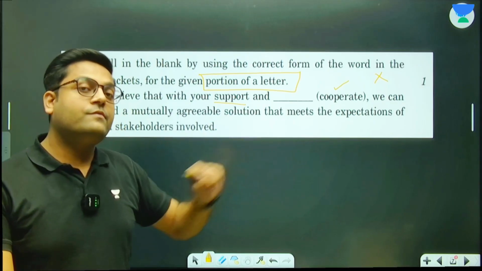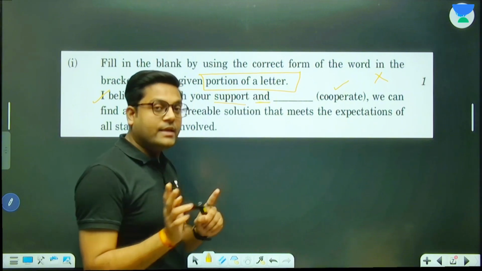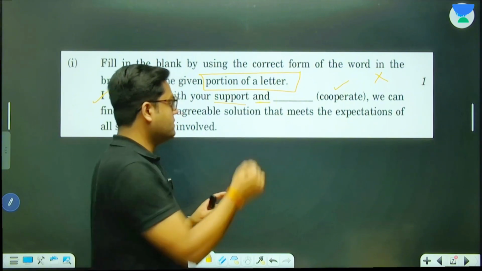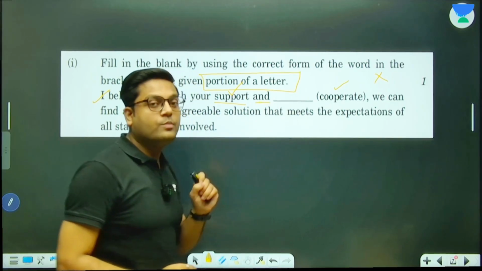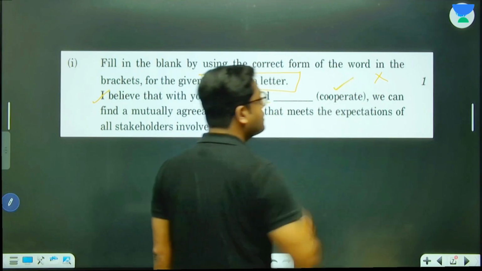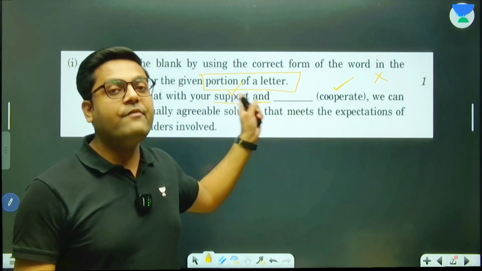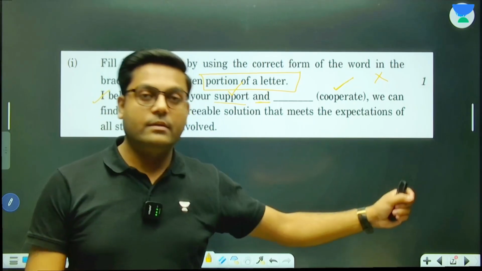It is the question of noun. As you can see, "and" is a conjunction which connects the same parts of speech, such as here it is a noun. So the second part should also be a noun. Now, what is the noun form of cooperate? It is cooperation. So you would have to mention cooperation instead of cooperating or cooperated, right?